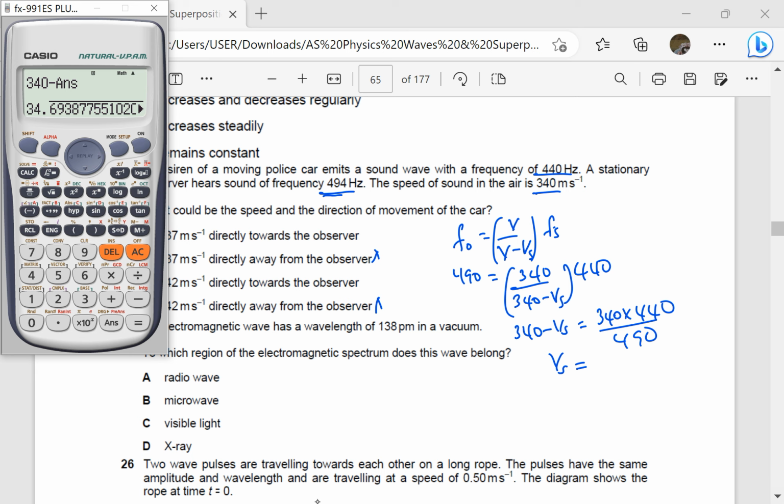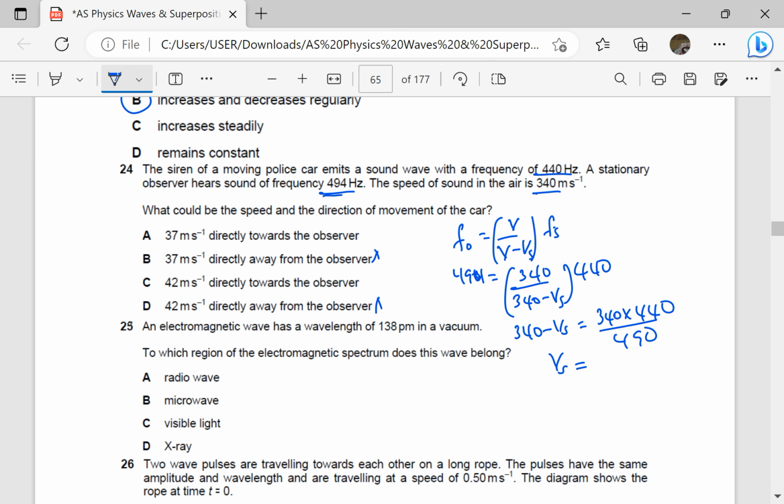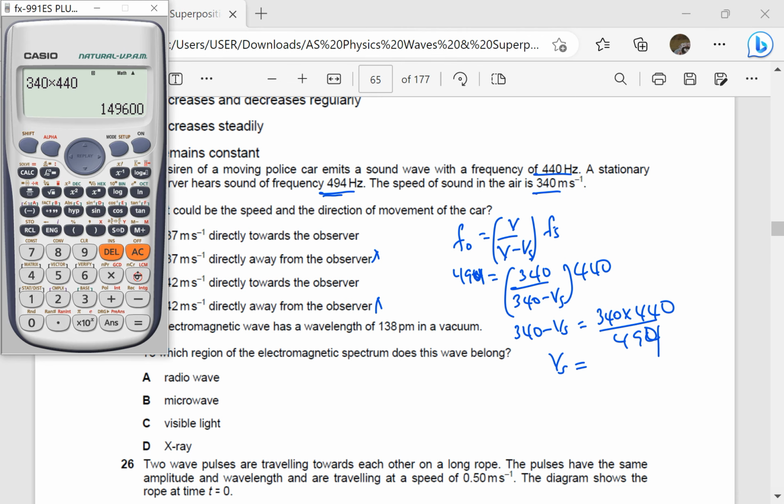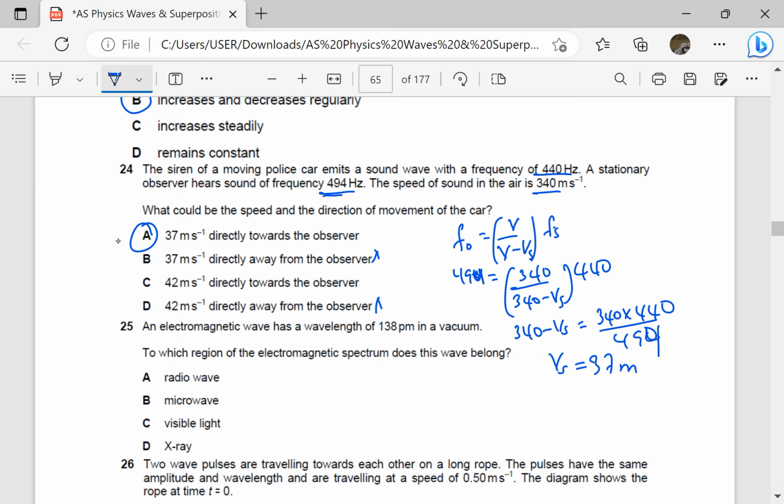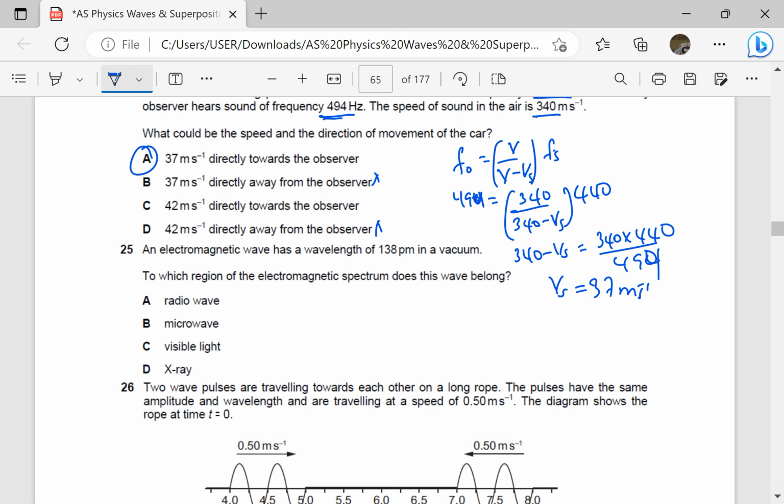Let me check it again. 340 times 440 divided by, this is 94, not 90. So it means the answer is A. So let's check. Divide by 494. So I have 340 minus the answer, which is 37. So the answer is 37.